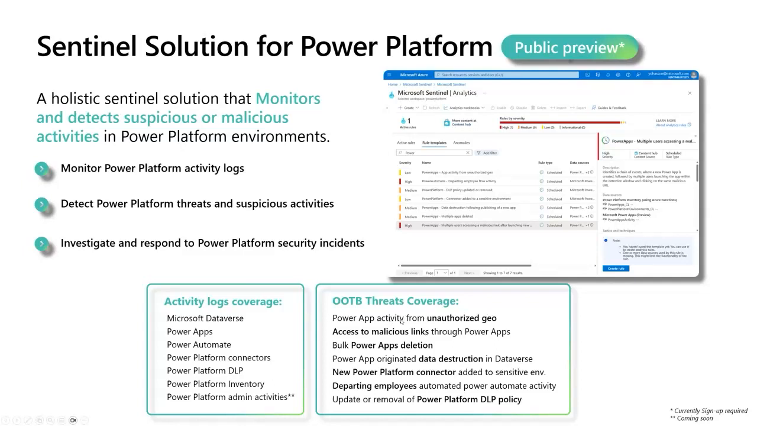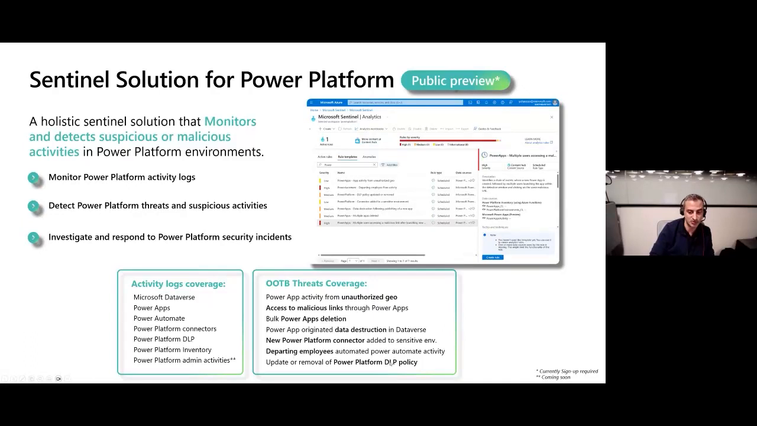So things like Power App activities from unauthorized geos, access to malicious links, maybe phishing links through Power Apps, bulk Power App deletion, Power Apps originated data destruction in Dataverse, new Power Platform connectors that are added to sensitive environments, departing employees, automated Power Automate activity, which could be very dangerous, and we'll show it in the demo, and also updates and removals of Power Platform DLP policy, which is also very sensitive.